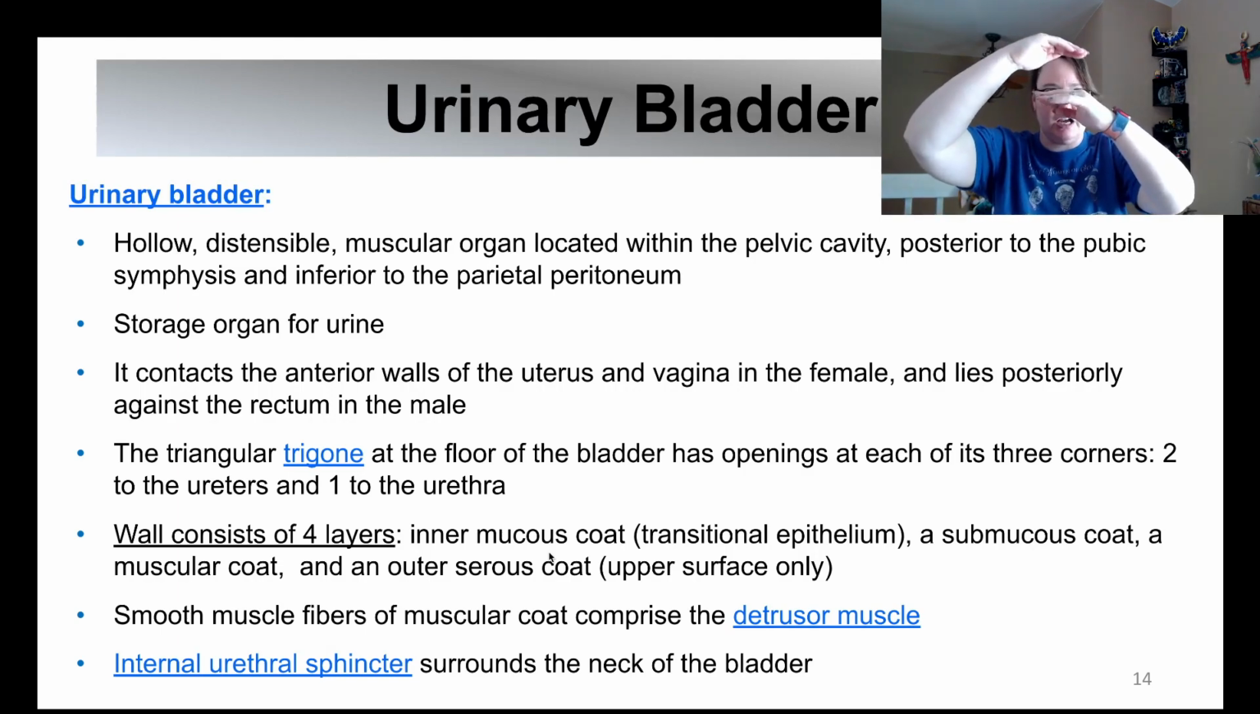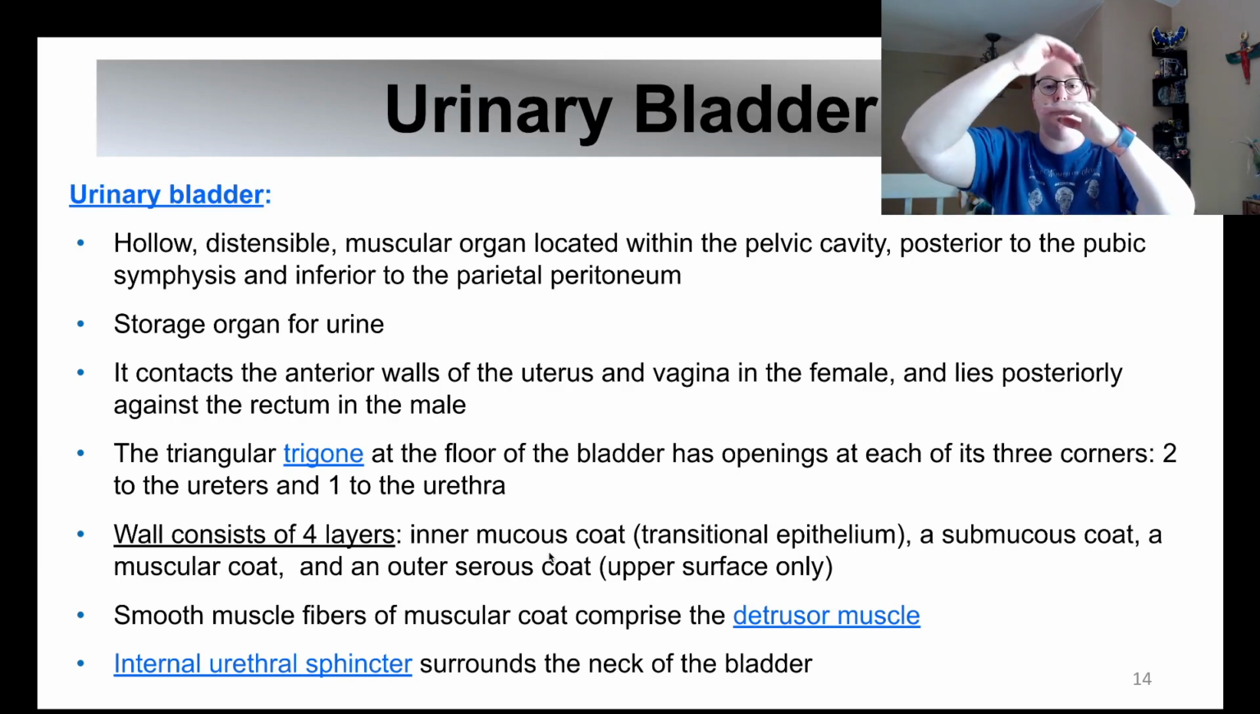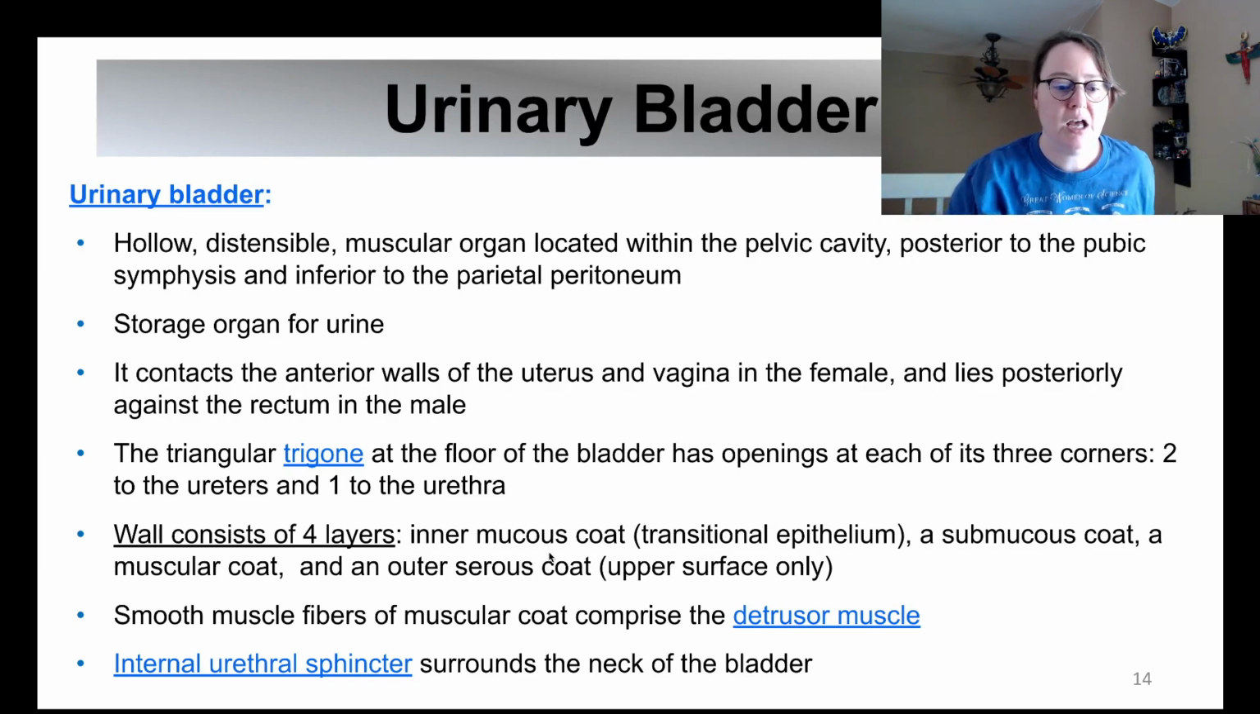That actually is kind of cool, because it lets you tell when you're really full with urine if that top part bulges out. We'll show you that in a picture in a minute. And smooth muscle fibers, the muscular coat, comprise the detrusor muscle. So the internal urethral sphincter surrounds the neck of the bladder. This is the one we kind of control, so that way we can sit there and go, is it time to go to the bathroom?